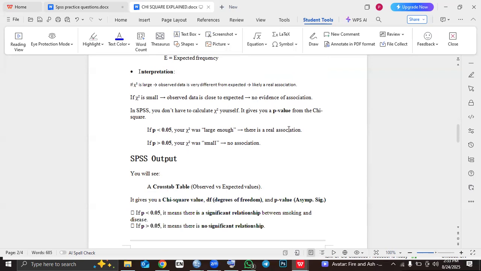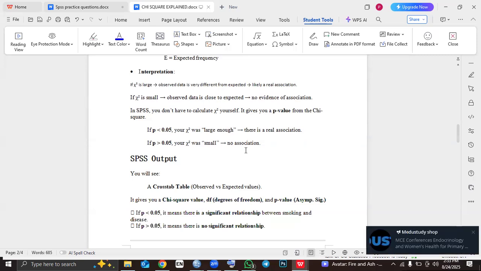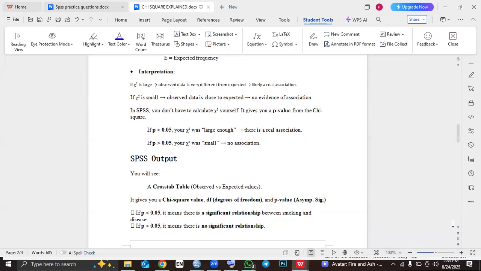The chi-square value can be obtained in SPSS automatically. All you have to do is a simple descriptive and run a cross tabulation between two categorical variables. Then SPSS will automatically generate the chi-square value for you. Now, in SPSS, after the chi-square value has been generated, you are also going to see other values being generated. These values would include the p-value and the degree of freedom.